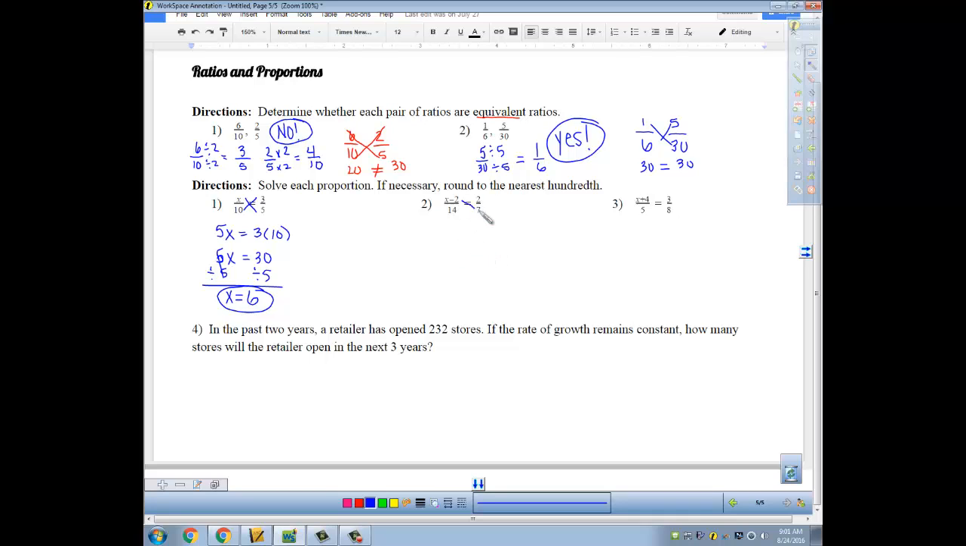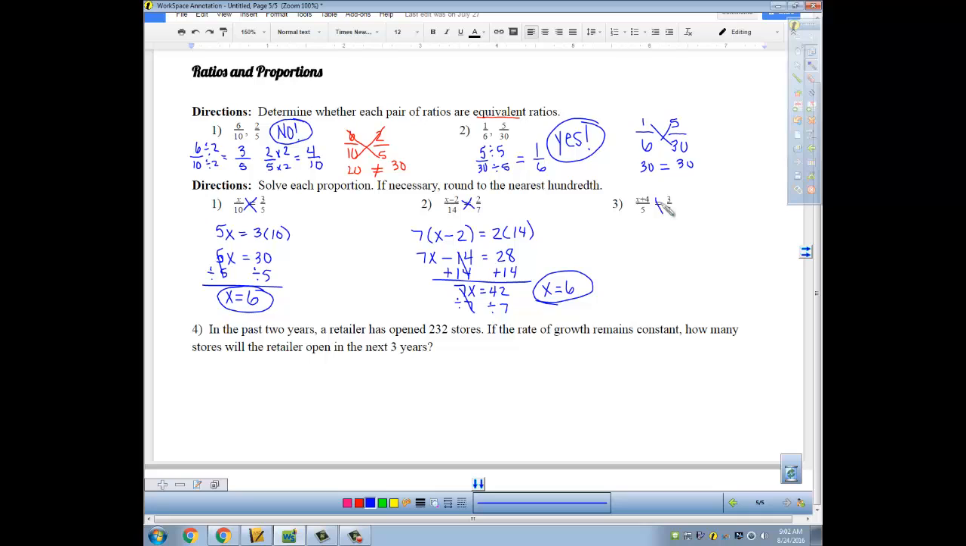So number 2, I'm doing 7 times x minus 2, so that x minus 2 is going to be in parentheses because I need to multiply that 7 by each term. Then 2 times 14. I'm going to use the distributive property to get 7x minus 14 equals 2 times 14 is 28. Add 14 to both sides to get 7x equals 42. Divide both sides by 7 to get x equals 6. And you can always check that. If you plug 6 in, we get 6 minus 2 is 4, and 4 over 14 does reduce down to 2 over 7.